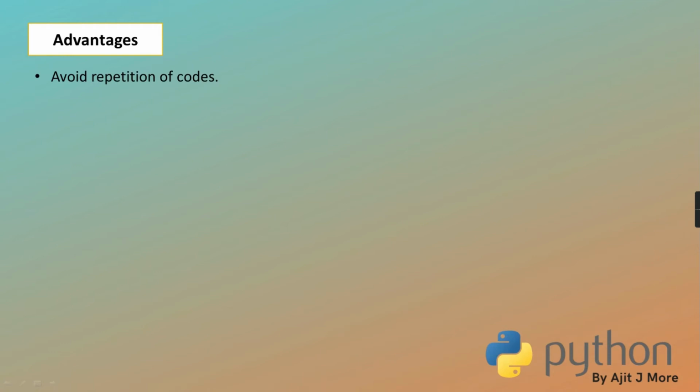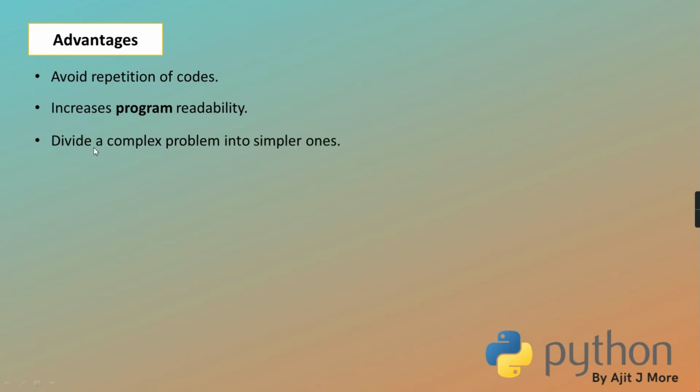Coming to advantages, so quickly we'll see. Avoid repetition of code, one benefit, redundancy avoided. Then increases program readability. Okay? Because your problem solving becomes systematic. Like the main problem you have divided into sub problems, elegant code you can say, sophisticated systematic code. The main problem is divided into sub problems, then for every sub problem you are writing a separate function, and then you're just calling that function. So the code is cleaner. That's the reason readability improves.